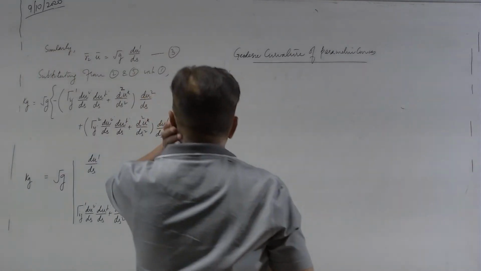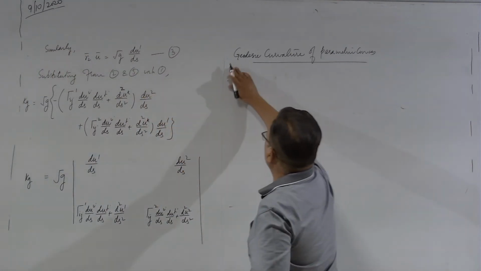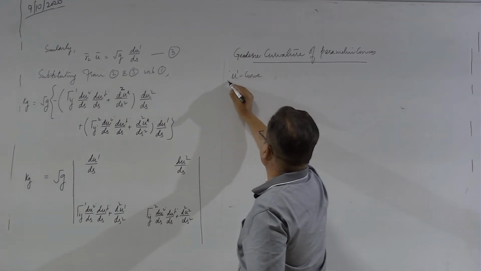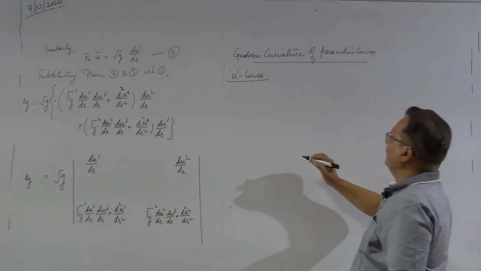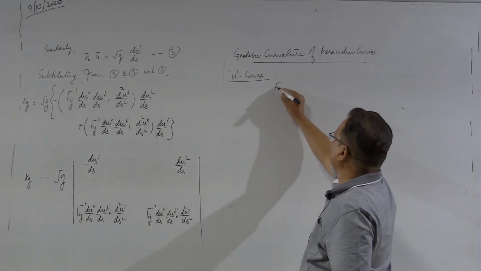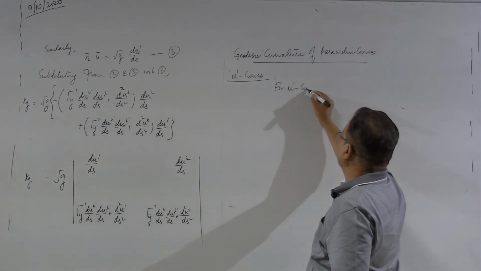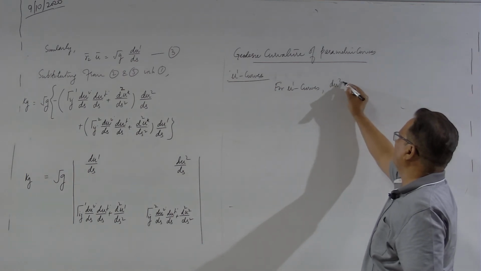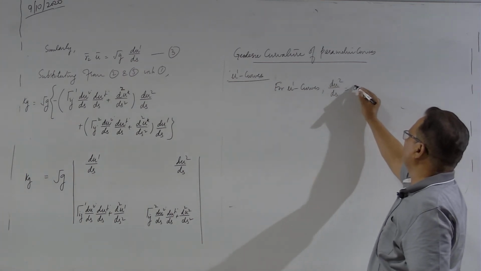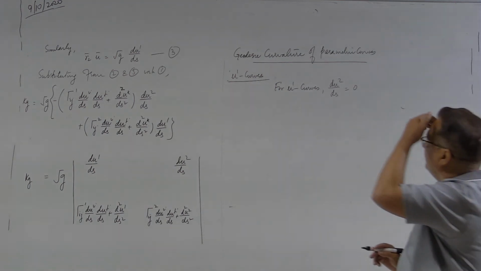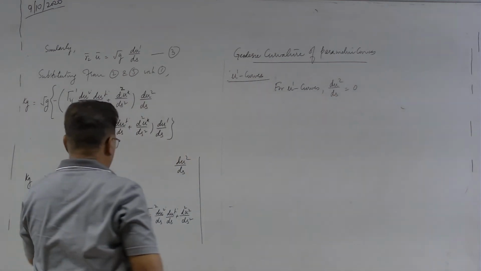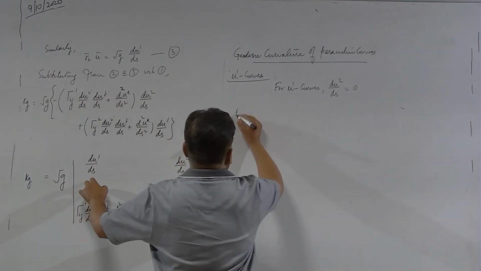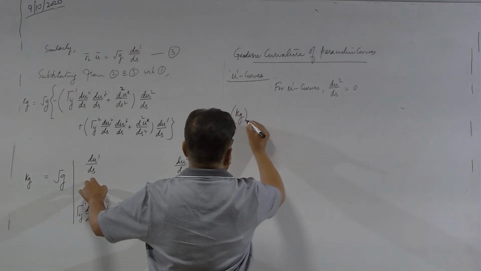So, geodesic curvature for u, we know that for u1 curve. Let me take u1 curve first. For u1 curves, u2 is constant and therefore, du2 over ds will become 0. And if you take du2 over ds equal to 0 over here, then I will call it the geodesic curvature of u1 curve as Kg1.